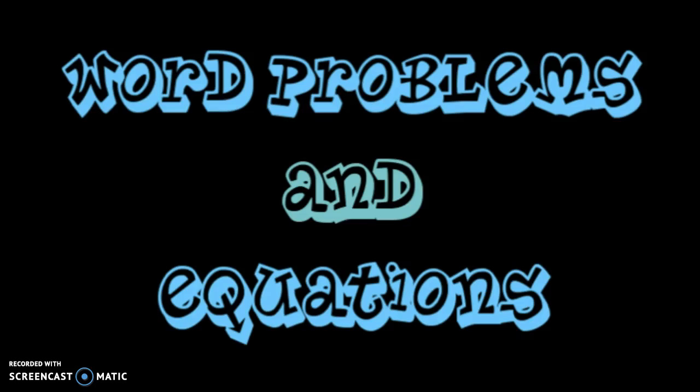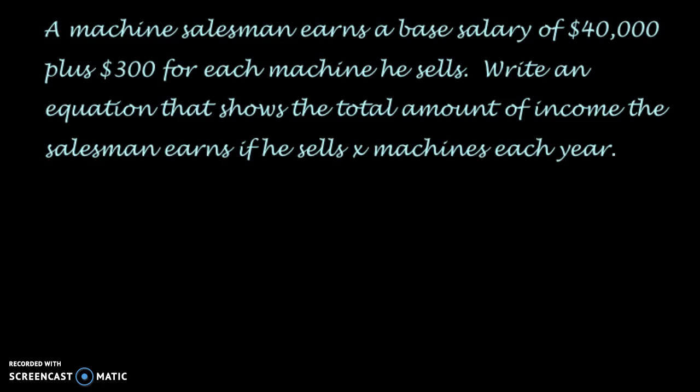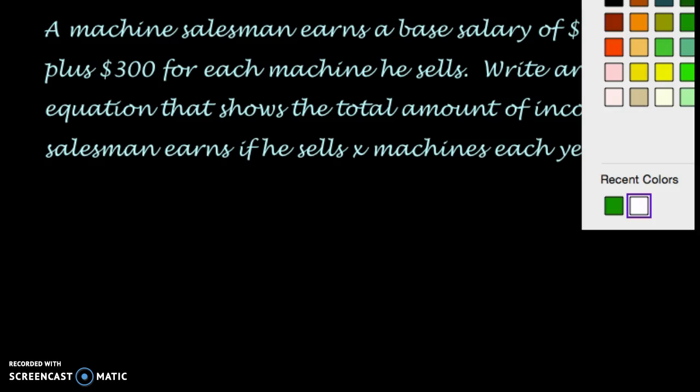Right, in this lesson, we're going to be focusing on word problems and equations and how to solve problems once you've set up your equations. So just one quick little scenario. A machine salesman earns a base salary of $40,000, that's his annual salary, plus $300 for each machine that he sells. Your job is to write an equation that shows the total amount of income the salesperson earns if he sells X machines per year.